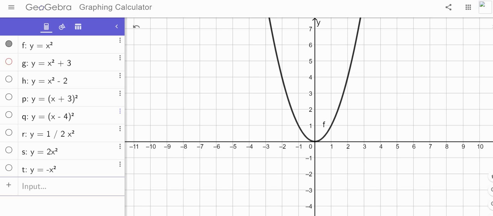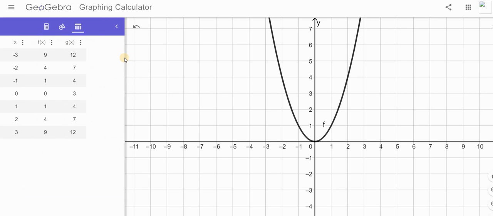First of all, let's look at the equation y equals x squared plus 3. We're going to look at the table of values that goes with this graph. You can see I also have the table for my f function as well, y equals x squared, and this is y equals x squared plus 3. The numbers here on the right in the g of x column are always 3 more than the numbers in the f of x column.